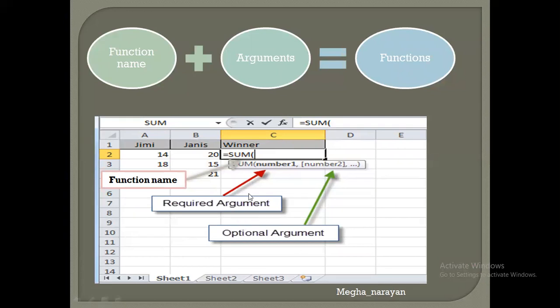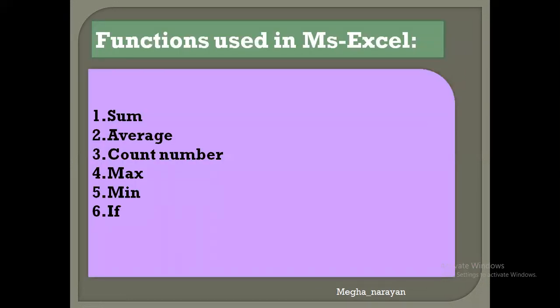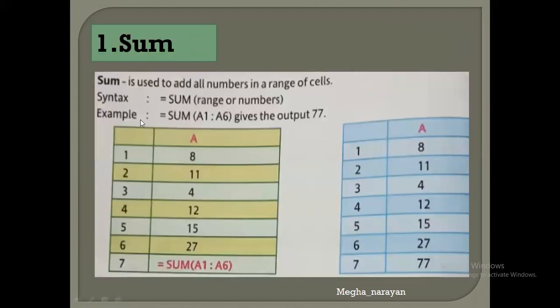Want to add two numbers? Write equals to, then write sum, which is the name of the function, and later you can put the argument, that is, the numbers themselves which you want to add. Now, there are various functions given in your syllabus, starting from the sum. Simple as that. Sum allows us to add numbers.